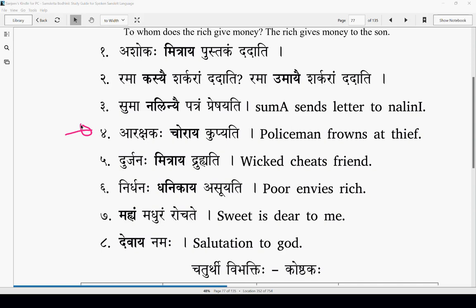I'll continue, sir. Continue. Durjanaha Mitraya Drukhyati. The wicked cheats a friend. Nirdanaha Dhanikaya Asuyati. Poor envies rich. Mahyam Madhuram Rochate. Sweet is dear to me. Devaya Namaha. Salutation to God.